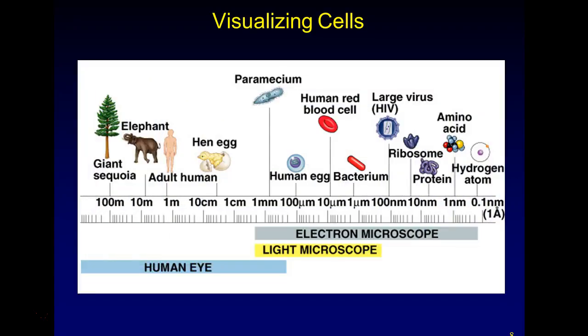So we take a look at the things that we can see. The human eye can see a paramecium, human egg, adult human, okay. These are the things that we can see. Let me take a look at the light microscope, which are things that we can look at.